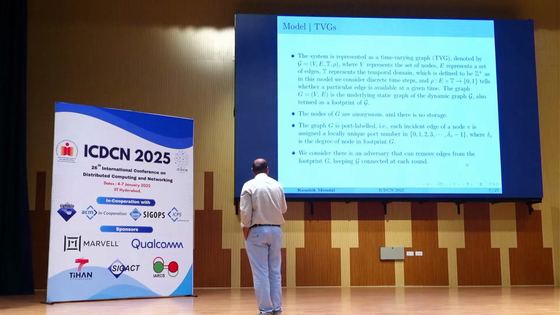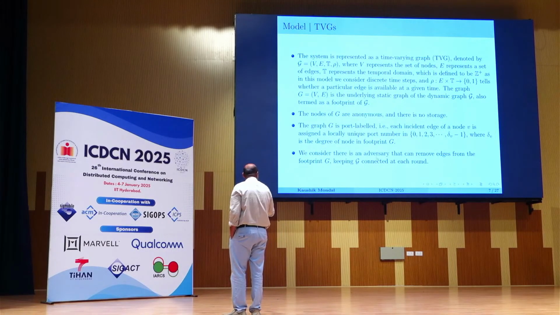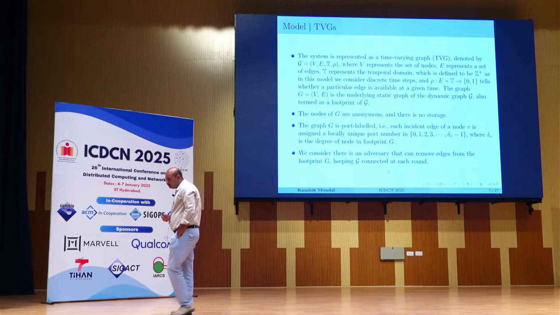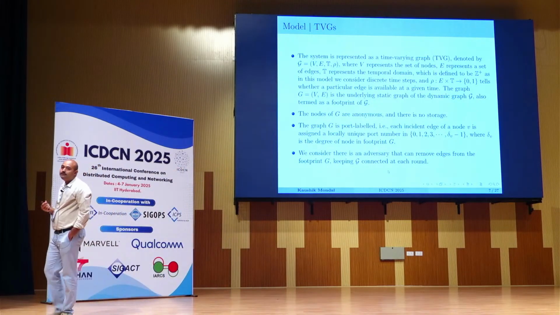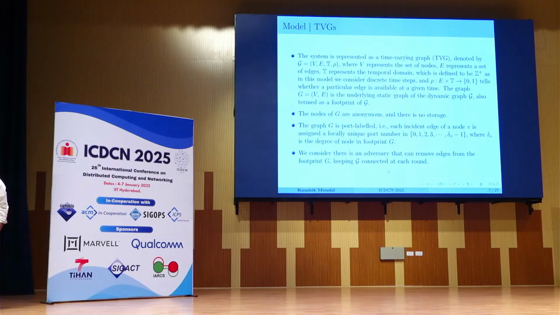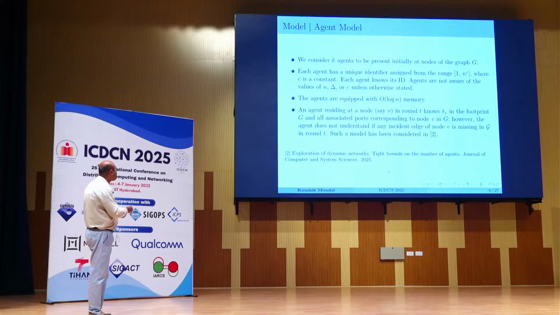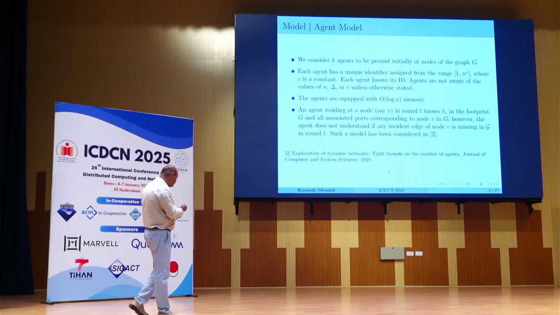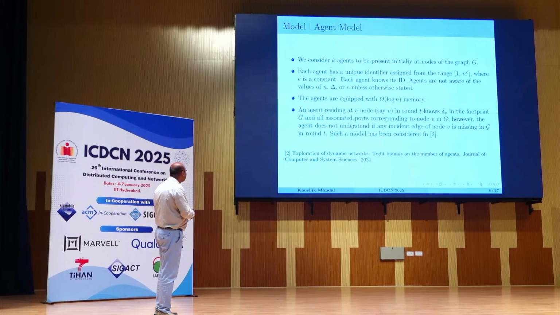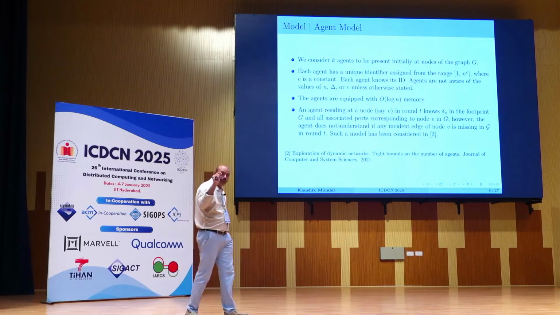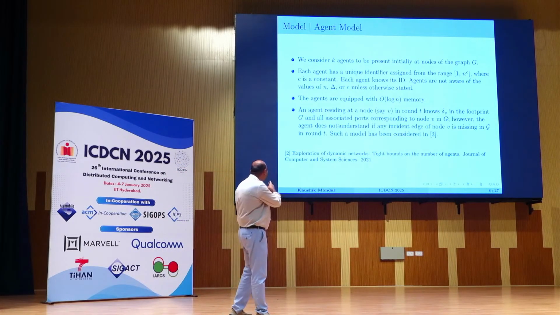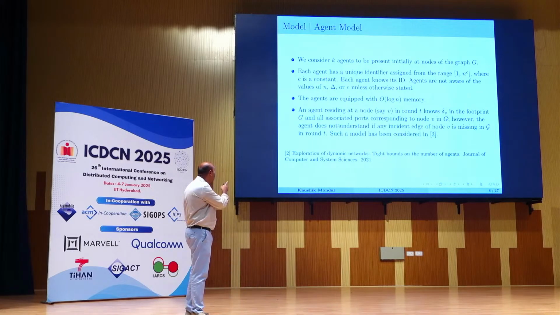Again, the adversary can remove edges from footprint G, keeping G connected at each round. So this is one strong assumption in TVG, that the dynamic graph G_r must be connected at each round. And then the agent model is the same, except the last point. It says that an agent residing at a node V in round r knows delta V in the footprint G. So it knows the actual degree of that node in the footprint G and all associated ports corresponding to the node V in G.